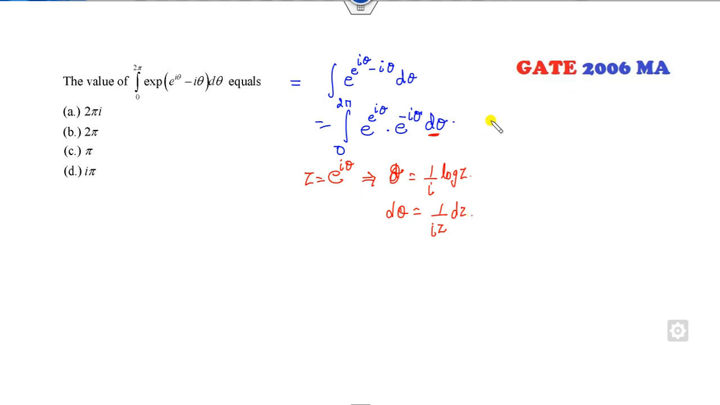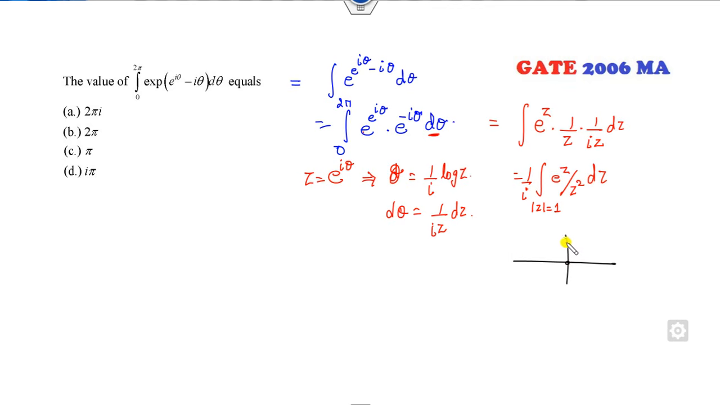So this integration becomes e raised to power z. This value will be 1 over z. d theta will be 1 over iota times of this. So 1 over iota is outside, e raised to power z over z square. Now since it's 0 to 2 pi, the circle is of radius 1, center is 0. Fine. Now look at the pole.